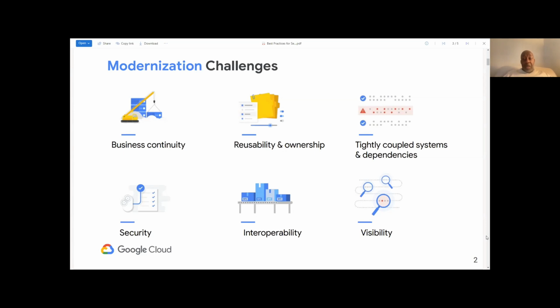For example, business continuity, being able to sustain yourself during outages from your vendors or your systems, making sure that you have appropriate backup and recovery strategies. Reusability and ownership: say you're using an API to verify credit card information and you want to switch vendors, being able to do that easily and also reuse it in different systems. Also, in some systems there's tight coupling between the front end and back end, and you want to modernize, but you don't have the cycles to re-architect the whole system.